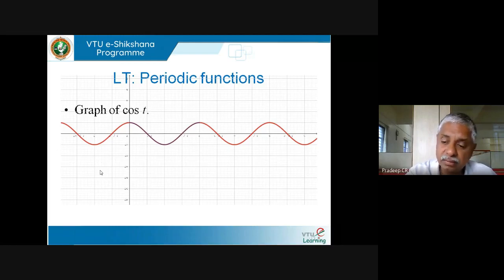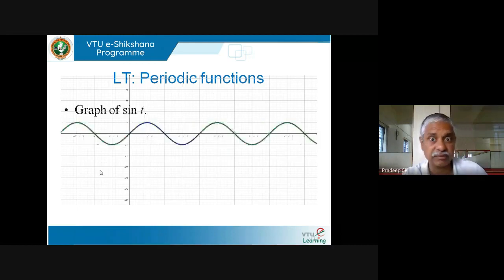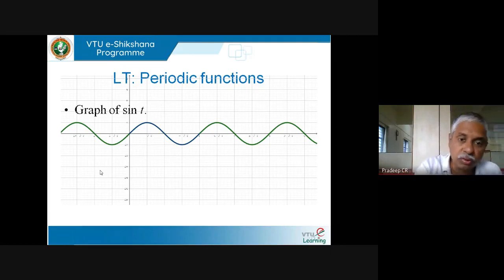Like sine. Both sine and cos have the same period. They're not the same functions, of course. They're shifted. In engineering language we use the term phase lag. They have a phase lag of pi by 2, a phase lag of 90 degrees, pi by 2 radians. So this is a periodic function. I'll just show you everything in one go. So this is a function.